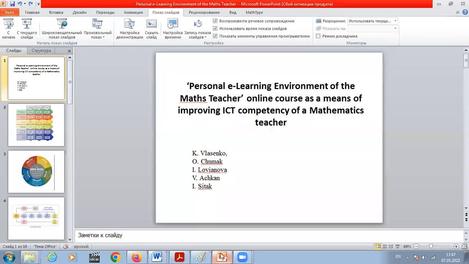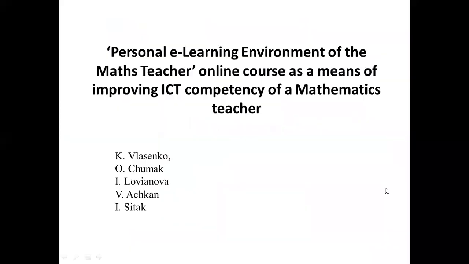Personally learning environment of the maths teacher online course is a means of improving ICT competency of a mathematics teacher. In the current circumstances of the global spread of distance learning, the problem of teachers' awareness of various information and communication tools is increasingly growing in importance. Their use by a present-day teacher is closely related to the selection of web tools for creating their own personal learning environments, PLE, which provides a variety of activities. All this entails the need to constantly train teachers and form their ICT competency.